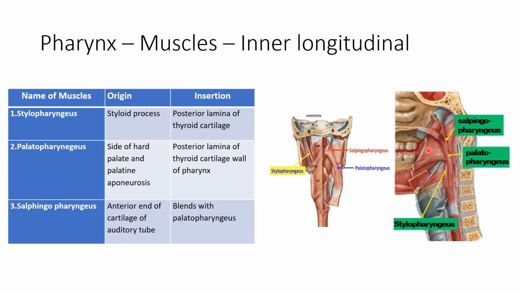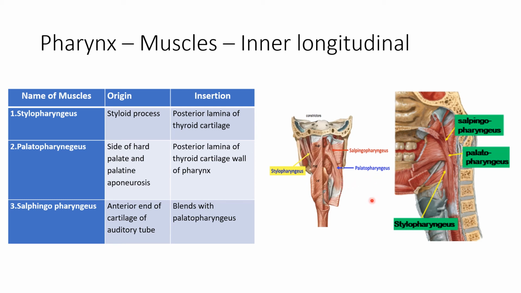The stylopharyngeus muscle takes origin from the styloid process and gets inserted into the posterior lamina of the thyroid cartilage. The palatopharyngeus muscle takes origin from the side of the hard palate and palatine aponeurosis in relation with the soft palate, and it gets inserted into the posterior lamina of the thyroid cartilage and the wall of the pharynx. So that is the palatopharyngeus.